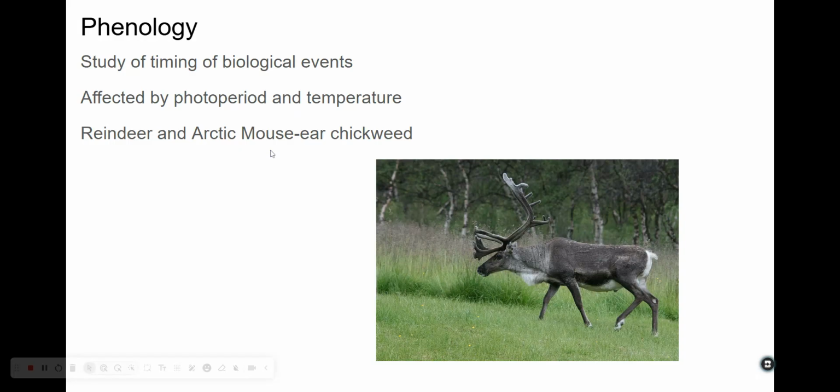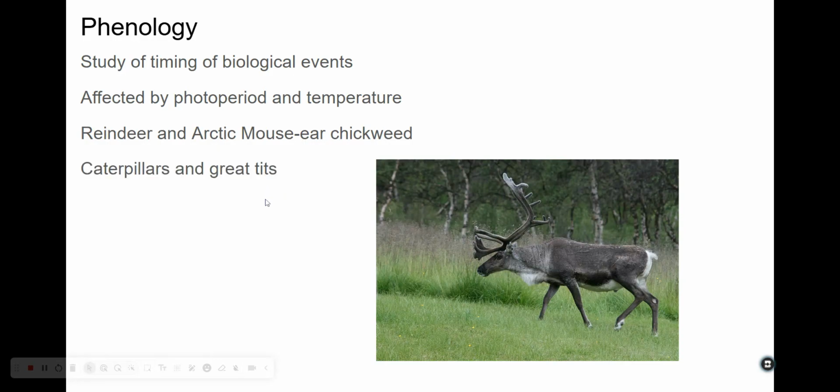And so the first example you need to know is the reindeer and the Arctic mouse ear chickweed. Remember, the plant is going to be mainly controlled by the temperature in this case, and so it is blooming earlier. The ground is thawing earlier, therefore it can start blooming earlier. And so the reindeer, though, are migrating primarily based off of photoperiod. And so what happens is they are like, oh, food, but by the time they get there, it's already mature, and so there's less nutrients in it.